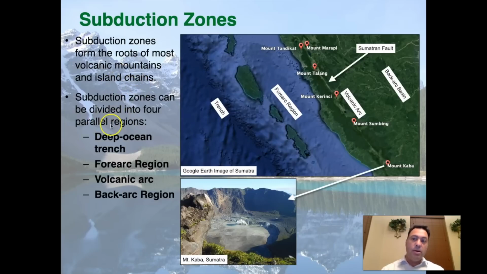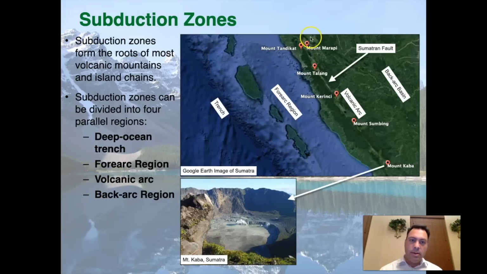Subduction zones can be divided into 4 parallel regions. To guide us through this list, I have a satellite photo of the coast of Sumatra, which is in the Indian Ocean. Here we see the Indian Ocean, here's Sumatra right here, and we have a classic subduction zone situation happening here. The first thing that we see, item number 1, is the trench, the deep ocean trench, located right here and labeled as the trench. Next to it is the forearc region and the volcanic arc region. So this is region 2, 3, we'll say 1, 2, 3, 4. So the forearc and the volcanic arc.